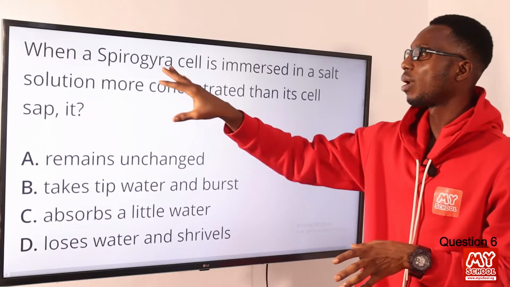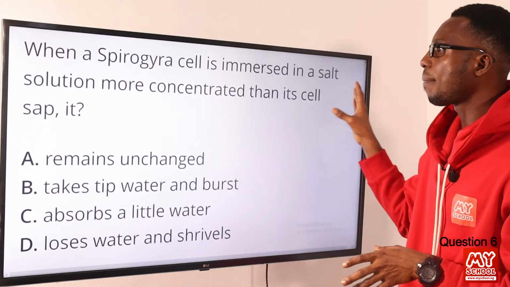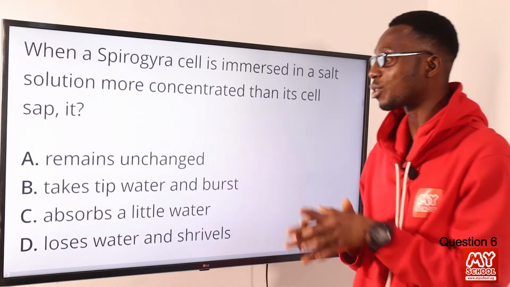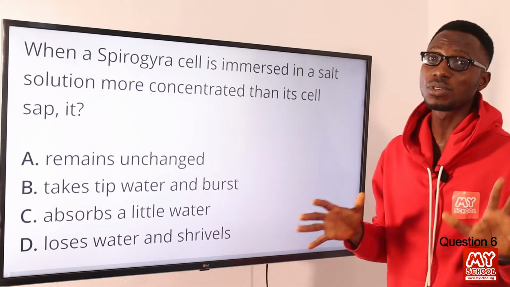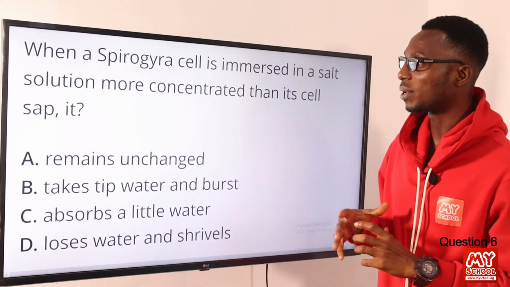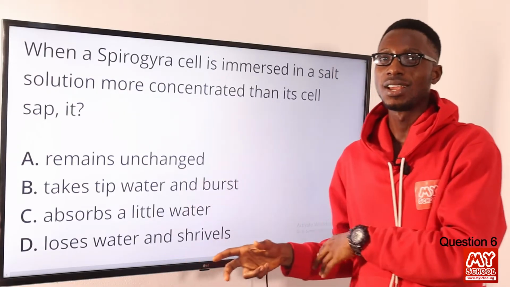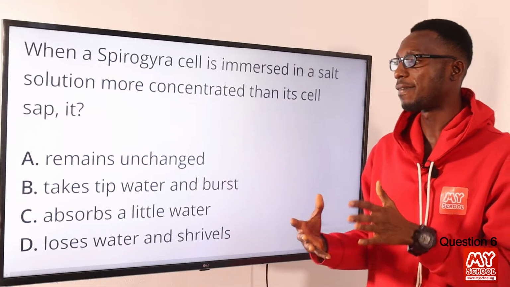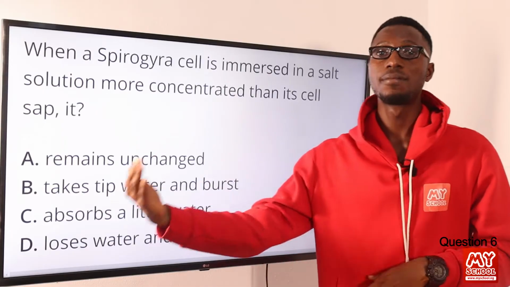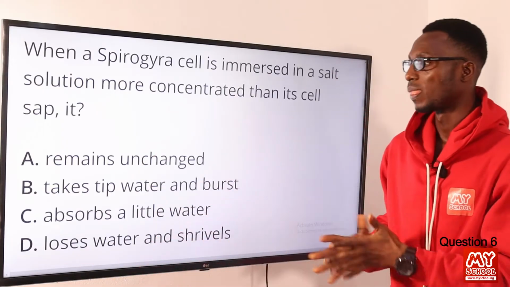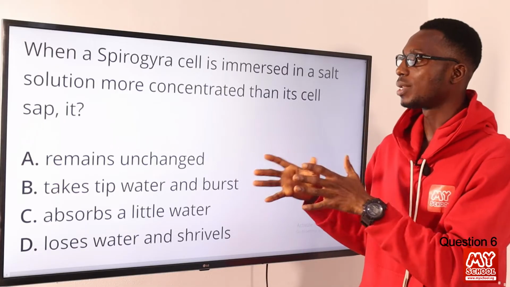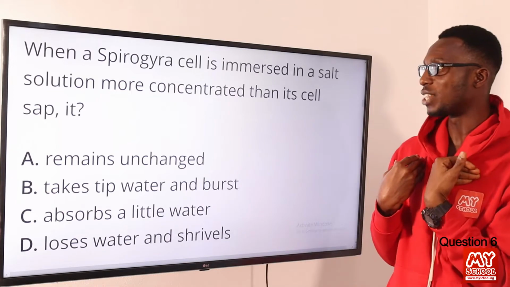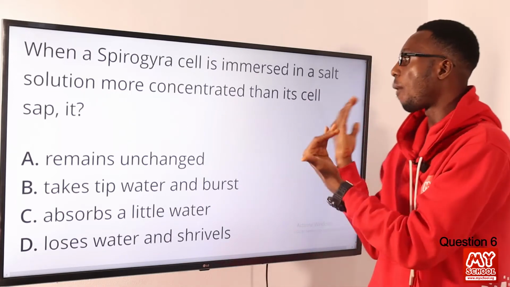All right. So coming to spirogyra, you now immerse it in a salt solution that is more concentrated than its cell sap. In that situation, osmosis will occur. But the kind of osmosis we are looking at is exosmosis, right? So water molecules are moving from where you have more water content to where you have less water content. That is, of course, osmosis, right? But in this situation, the environment is hypertonic compared to the internal environment. So the salt solution is hypertonic compared to the cell sap.